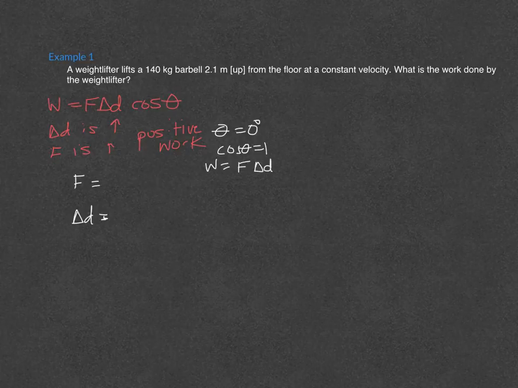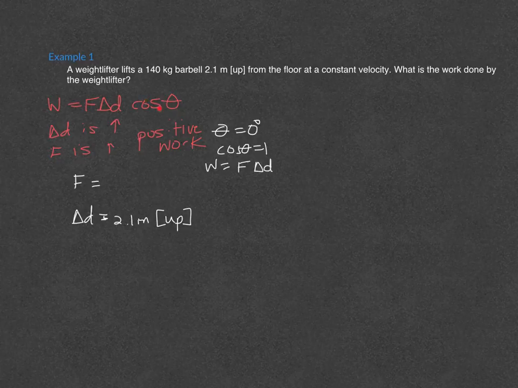I know right off the bat, I do know my displacement. If I read through my question, the weightlifter, we know the mass, and we know how far up they're lifting it. So how far up is the displacement, that 2.1 meters up. We already accounted for the direction, so once we've done our analysis of positive work, we can just put our displacement in without the direction, because we've accounted for the direction with this cos theta. But the force, we don't know the force that they're doing that work with.